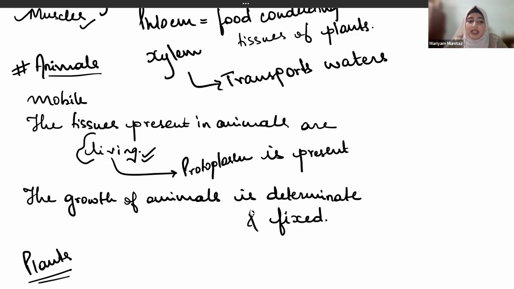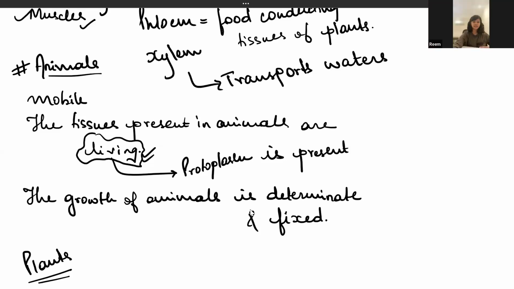Do you know what is the meaning of a living tissue? What is a living tissue? It's like brain or something like that.